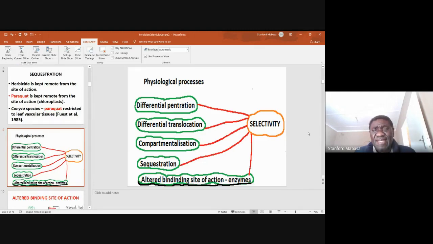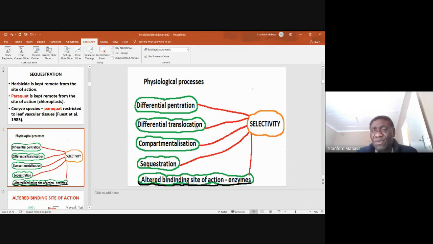So far, the physiological processes which can account for selectivity, which we have just explained, is first, differential penetration. How accessible is the plant to the herbicide? That determines whether the herbicide is going to kill that plant or not. That is the selectivity. Then if the herbicide enters the plant, how easily is it going to move within the plant so that it can reach the site of action?